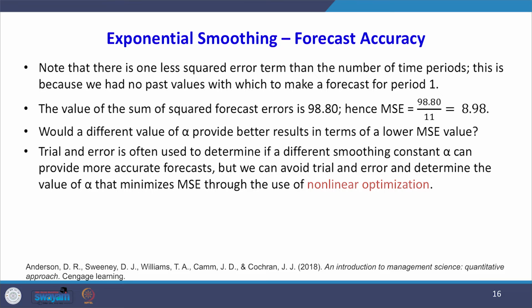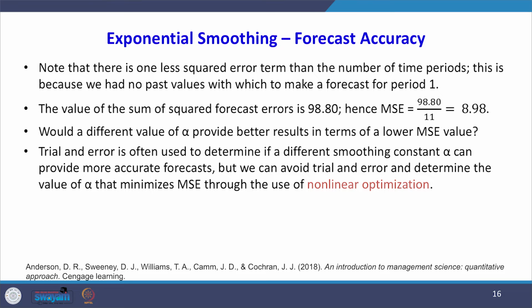Would a different value of alpha provide a better result in terms of a lower mean squared error value? Trial and error is often used to determine if a different smoothing constant alpha can provide more accurate forecasts, but we can avoid trial and error and determine the value of alpha that minimizes the mean squared error through the use of nonlinear optimization.